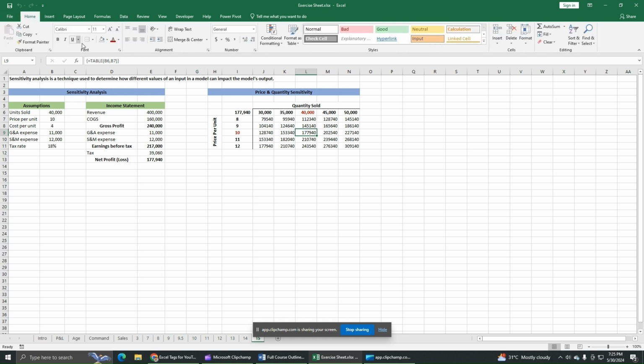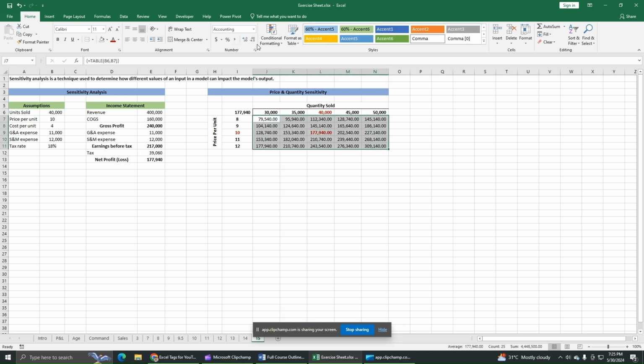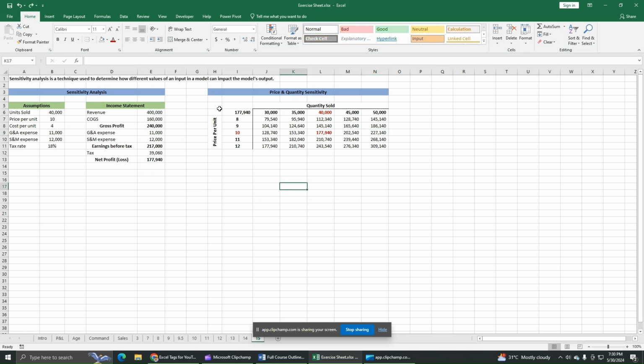I am changing the color, and you can see if the quantity sold is 40,000 and the price is 10, what was our profit? 177,940. Okay, so this is it. So this is how we can do sensitivity analysis. For example this one, if quantity sold is 50,000 and the price is 10, then this will be the net profit. I am giving you another example here.